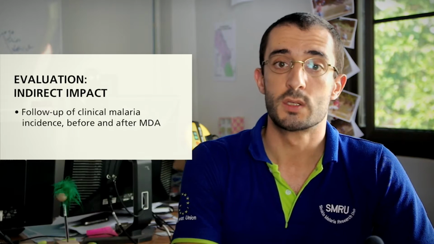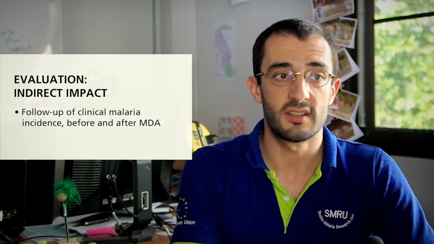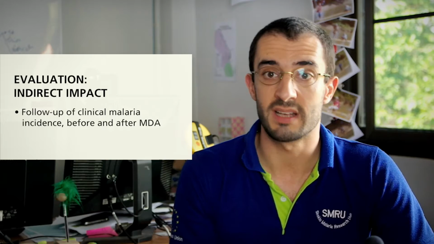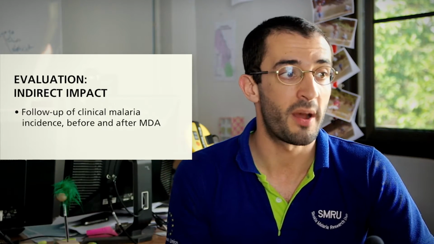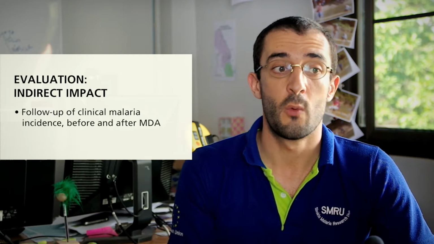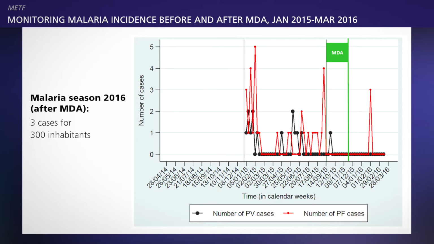So an indirect way to follow the impact of the intervention is to monitor the incidence of clinical malaria. By definition, the asymptomatic reservoir doesn't show as clinical cases. However, where there is no malaria, there will not be any cases. So in a place where the intervention was successful, we expect the number of PF cases to decrease, possibly to 0. In this village, you can see how the high malaria season of 2016, after MDA, consisted of 3 cases. In comparison, there were almost 20 cases in the same period of 2015.